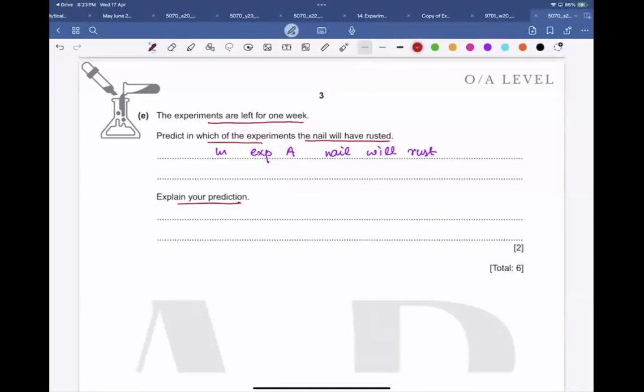So, yeah, what are the conditions? You have to mention the conditions. Yes, Suzefa, you are right. Both oxygen and water are present or are needed for rusting. Both oxygen and water are present.